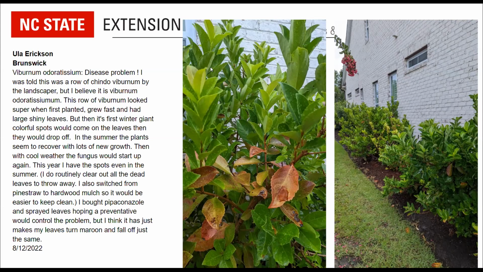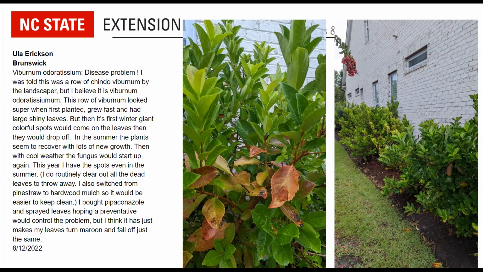Well, the reason I was curious about the species too. Well, first let's read the comments here. The row of viburnum looked super when first planted, grew fast and had large shiny leaves. But then its first winter, giant colorful spots would come on the leaves and they would drop off. In the summer, the plant seemed to recover with lots of new growth. Then with cool weather, the fungus would start up again. This year I do have the spots even in the summer. I do routinely clear out all the dead leaves to throw away. I also switched from pine straw to hardwood mulch, so it would be easier to keep clean.